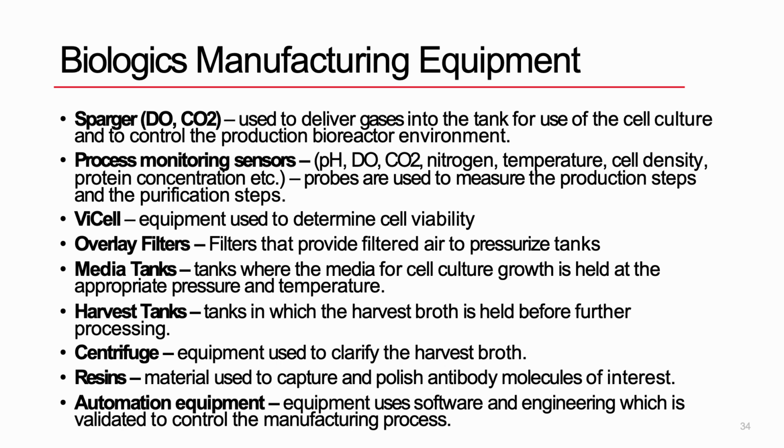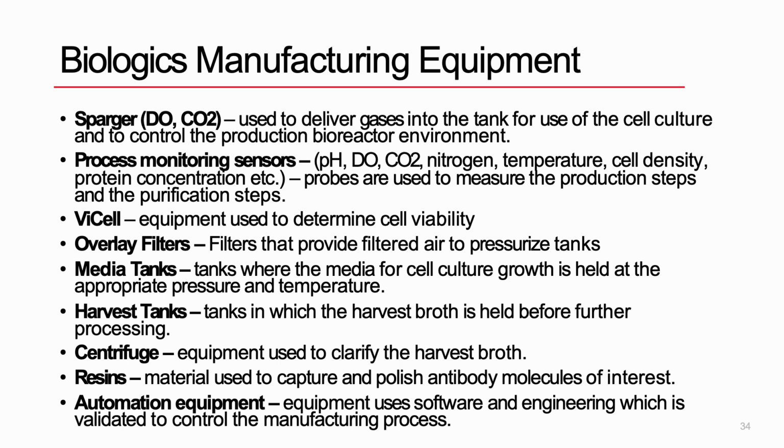Now we can talk about other equipment such as spargers for DO or CO2. These are used to deliver gases into the tank for use of the cell culture and to control the production bioreactor environment. We have process monitoring sensors. They are sensors for pH, for CO2, for DO, etc. We have viable cell equipment. These are equipment used to determine cell viability.